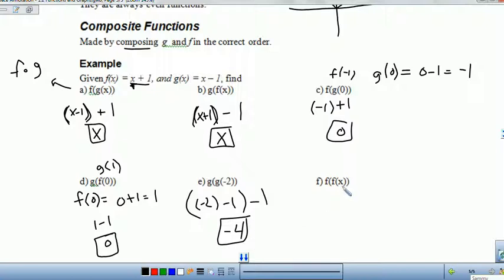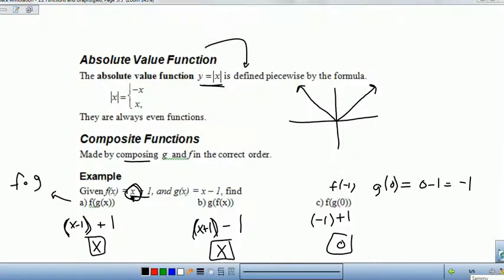Right? And then on this last one, you're plugging x inside of f of x, so it would be like taking your x plus 1 and putting that as your x value here, that plus 1, so the x plus 1 plus 1, that gives you then x plus 2. And that's a composite function.